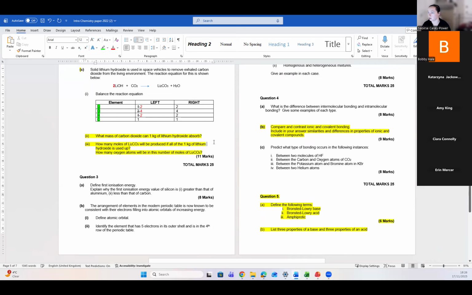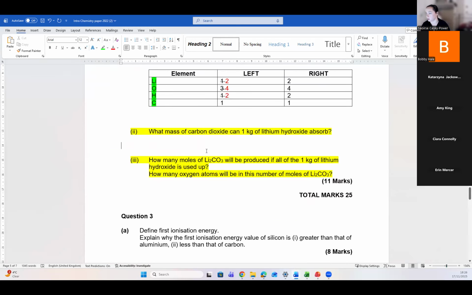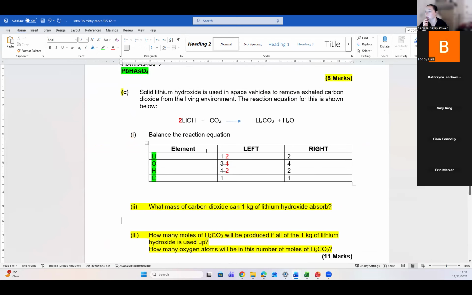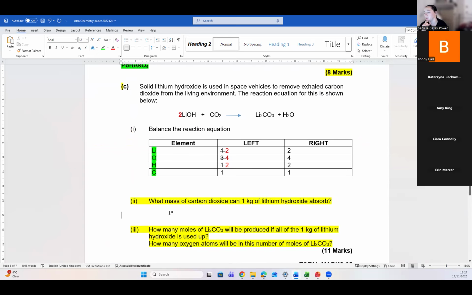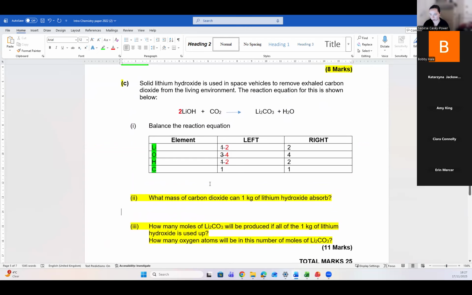All right, so we're into our conversion of mass to moles questions now. All right. So it says, what mass of carbon dioxide can 1 kg of lithium hydroxide absorb? So again, what you should be thinking before you do any of these questions, okay? So you're going to calculate your molar mass.